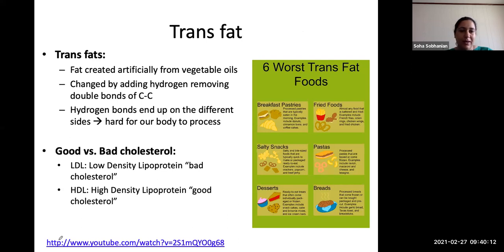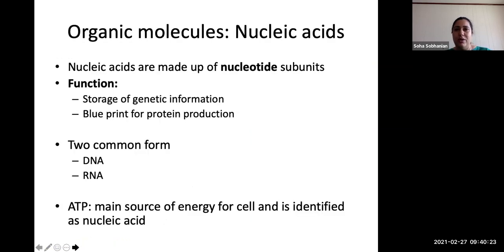So we have talked about two of the groups so far: our fat as well as our carbohydrates. So let's talk about the third group, which is going to be our nucleic acid. And I put nucleic acid ahead of proteins because there is a connection between the two.